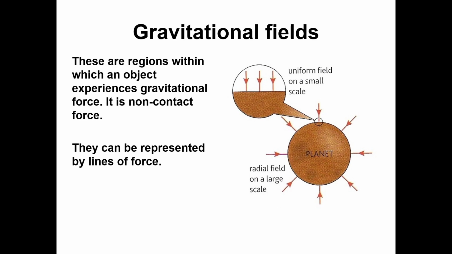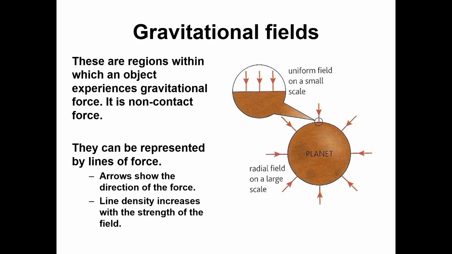There's quite a lot of assumptions in this topic, and it's grossly simplified for A-level compared to how complicated it is in reality. And gravitational fields can be represented by lines of force, so arrows showing the direction of the force, and line density increases with the strength of the field. So hopefully so far so good with that.